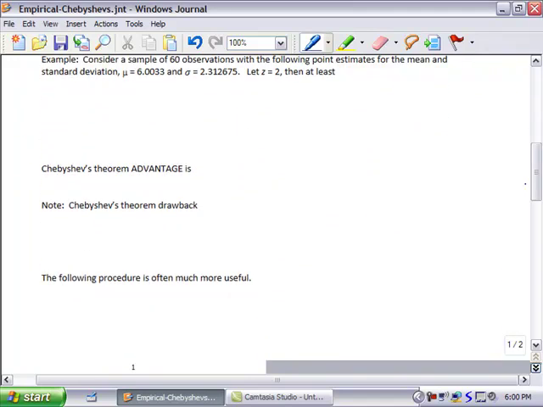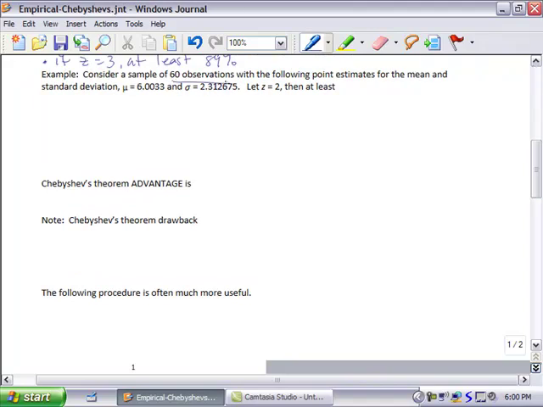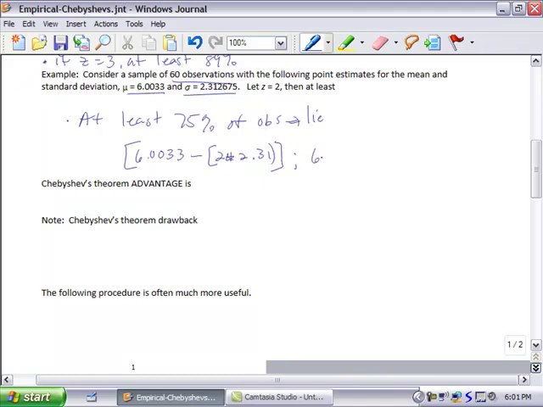Okay, so let's consider, for example, that we have 60 observations with the following point estimates, where mu is equal to this and standard deviation is equal to that. So if z were equal to 2, then we would know that at least 75% of the observations will lie within the interval 6.0033 minus 2 times 2.31, and the upper bound of 6.0033 plus 2 times 2.31. Okay? Or in this case, that interval is 1.378 and 10.62.